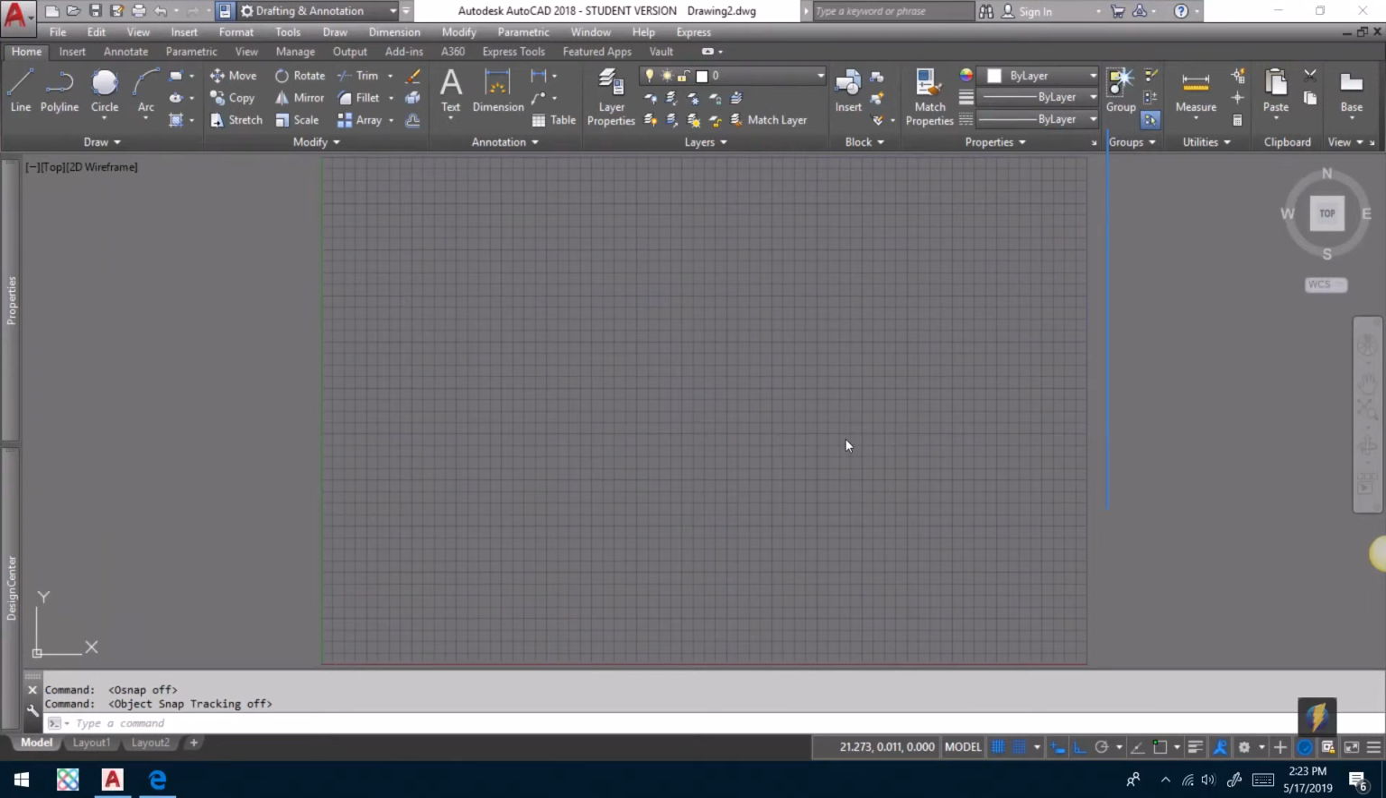Now we're going to look at the rectangle command and the polygon command. On your draw toolbar you will see a rectangle shape with the down arrow, and that's both rectangle and also the polygon. That's how you have to get to the polygon.